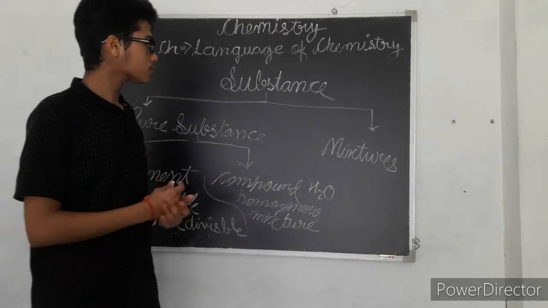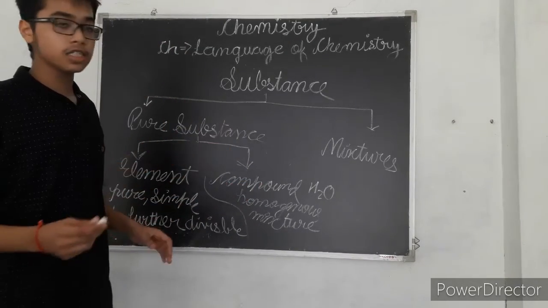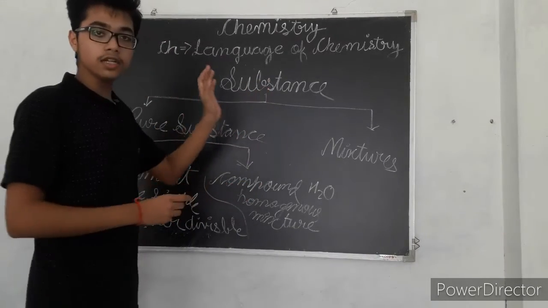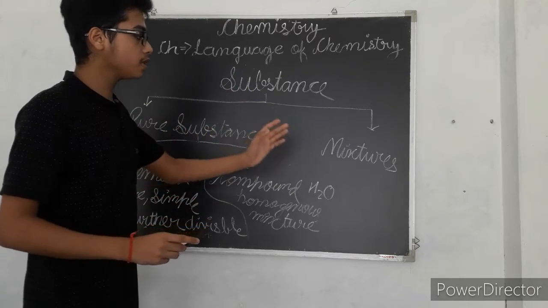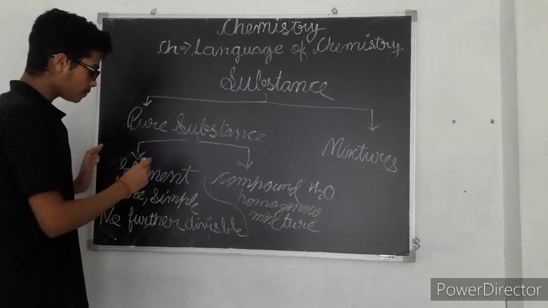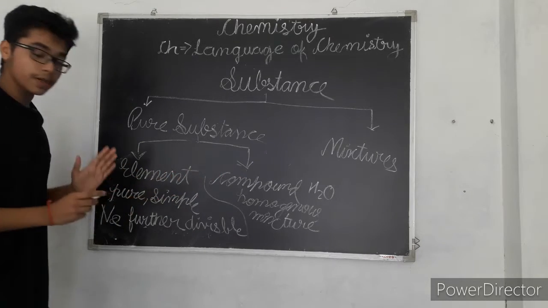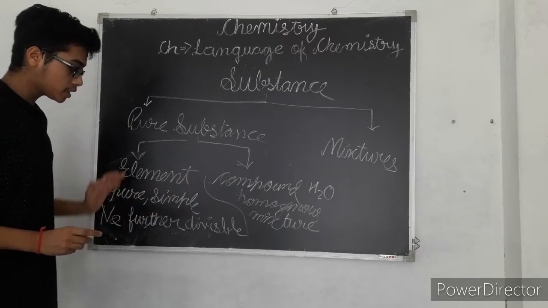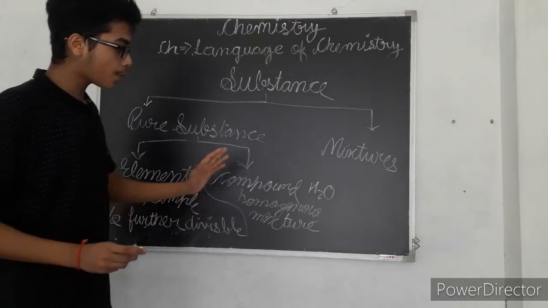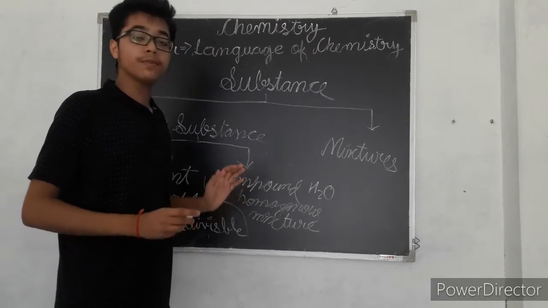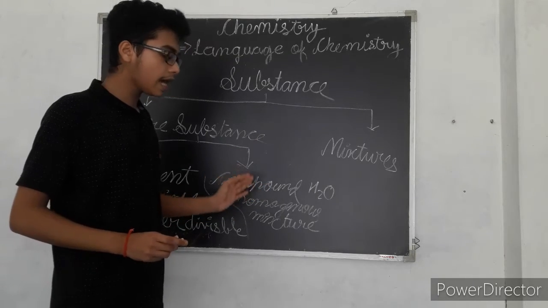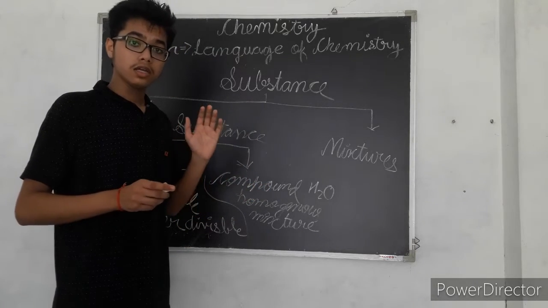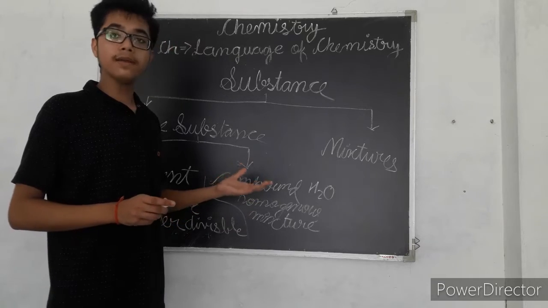So we have studied, let's revise quickly. Substance is matter only. It is divided into two types, pure substance and mixtures. Pure substance is of two types, elements and compounds. Element is a pure and simple substance which cannot be further divided, and compound is a homogeneous mixture, meaning they have their property throughout and they combine properly.